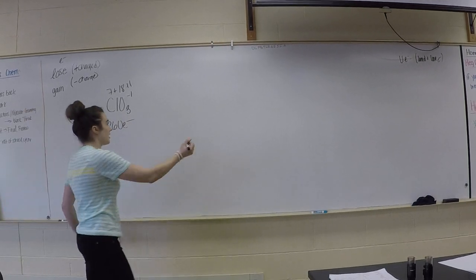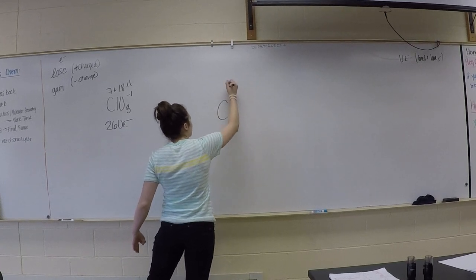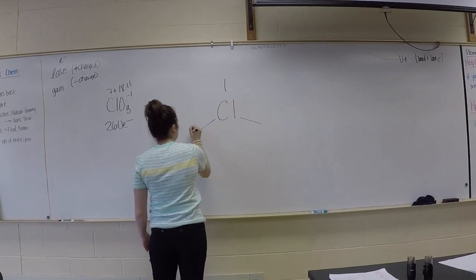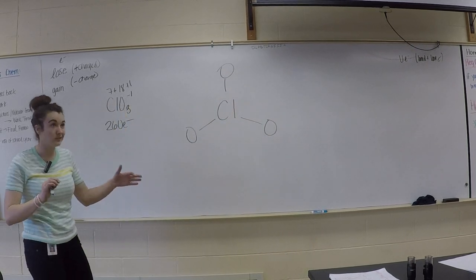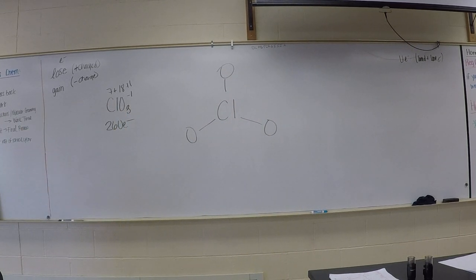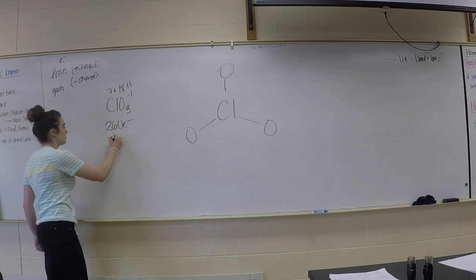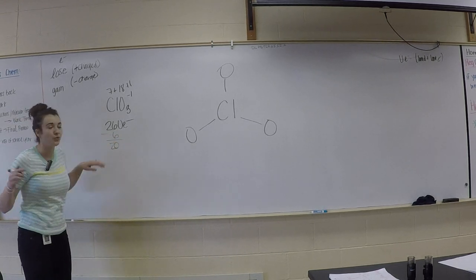So Cl is in the middle, and it has some oxygens around it. Again, oxygen sometimes likes to form double bonds. That took care of 6 of them. Where are we going to first?